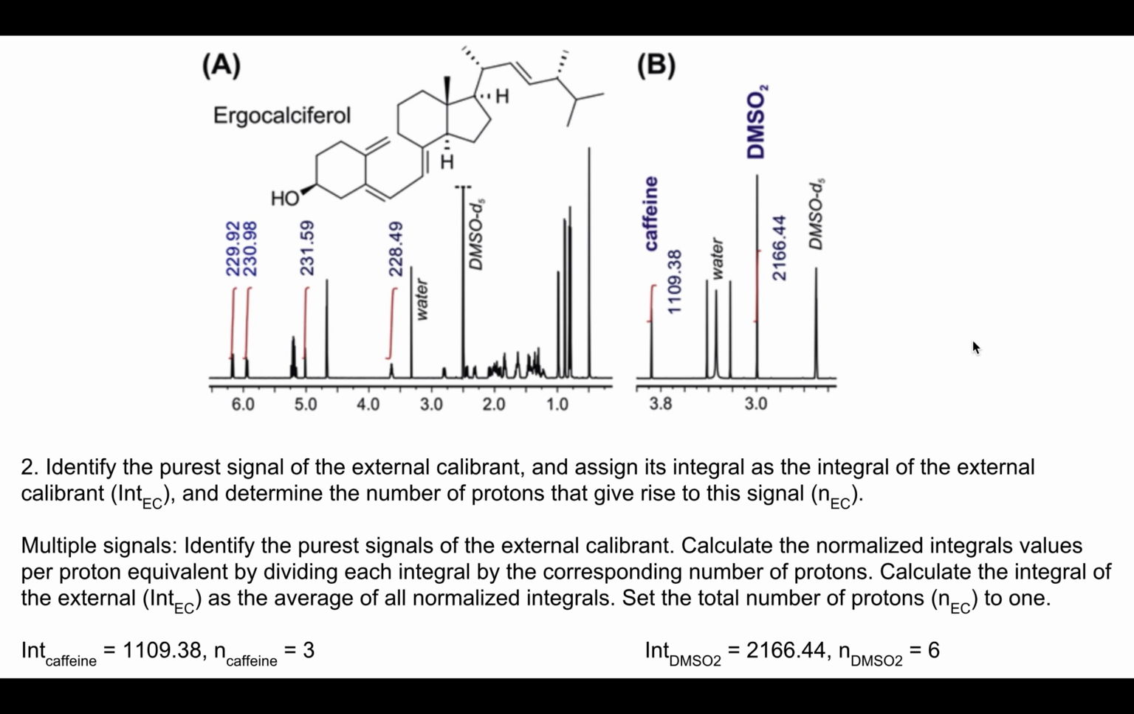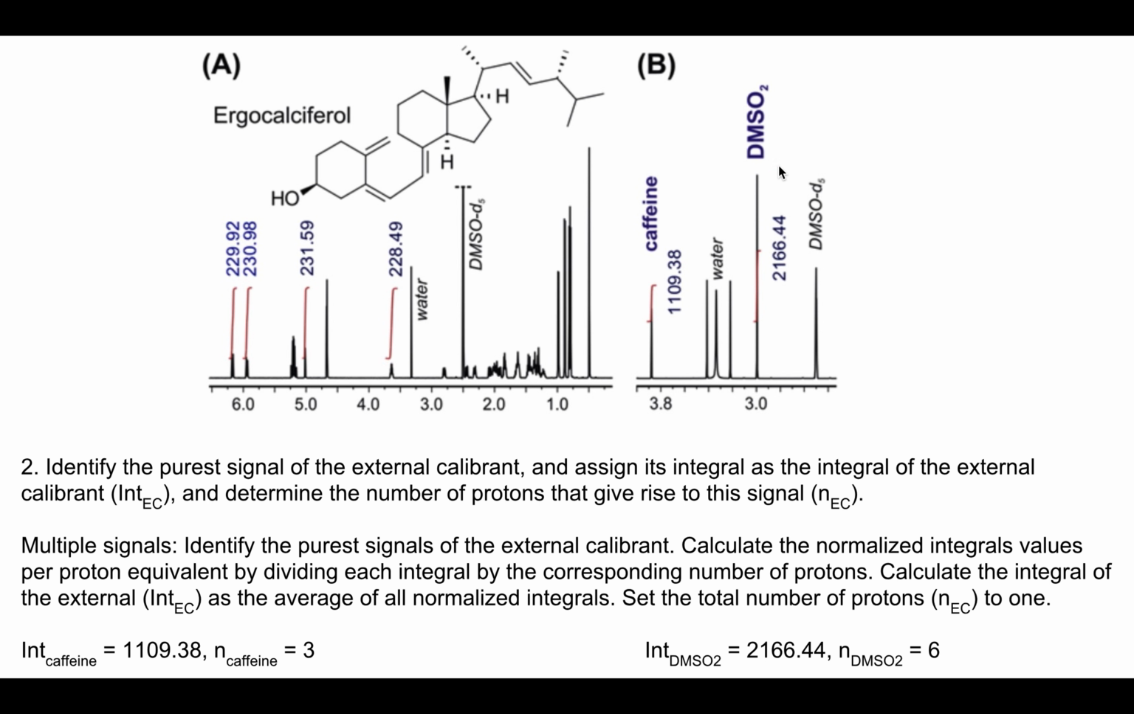So step 2 says to identify the purest signal of the external calibrant and assign its integral as the integral of the external calibrant, and determine the number of protons that give rise to the signal. We will not be doing the multiple signals in this case. Instead, we will be taking the pure signal of the external calibrant. Now this is where it gets a little tricky. There are actually 2 external calibrants. The first one is caffeine, and our second external calibrant is DMSO2.